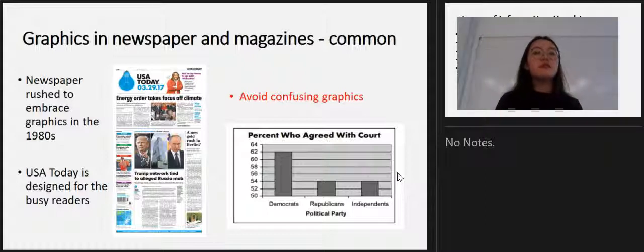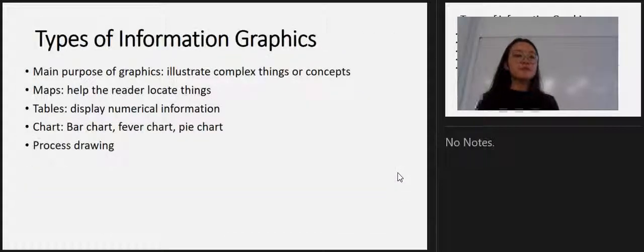However, information graphics can be good or bad. Confusing charts, graphics, and maps hinder readers rather than help them. On the right is a chart about the percent who agreed with the court. But in the chart, we can say there isn't any counting unit, so maybe we will be confused about these numbers. It is shown that 55 independent people agree with the court, or 55% of independent people agree with the court. We also cannot count how many people participated in voting.